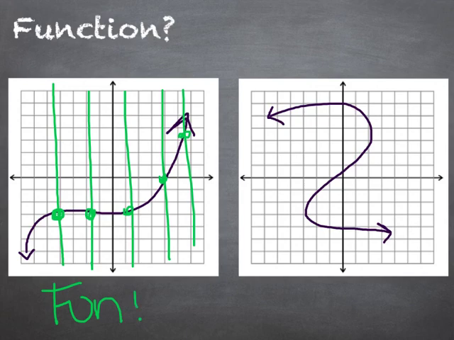Over here to the one on the left, if we drew vertical lines through, yes, this vertical line only goes through one point, but this one here would pass through the graph at 3 separate points. So because there is a line that crosses through this graph at more than one point, it is not a function.